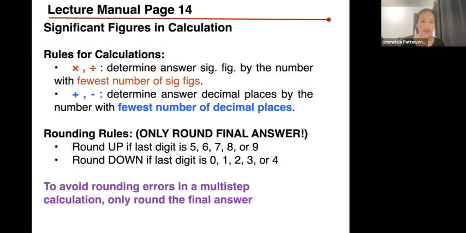Next, we are going to take a look at sig figs in calculation, because when we do measurements such as density, when you measure mass and measure volume, you need to divide them. So we need to figure out how many sig figs would be in your final answer. The rule for calculations can be broken down into 2: one is for multiplication and division, and the other is for addition and subtraction. These 2 are not going to be the same.